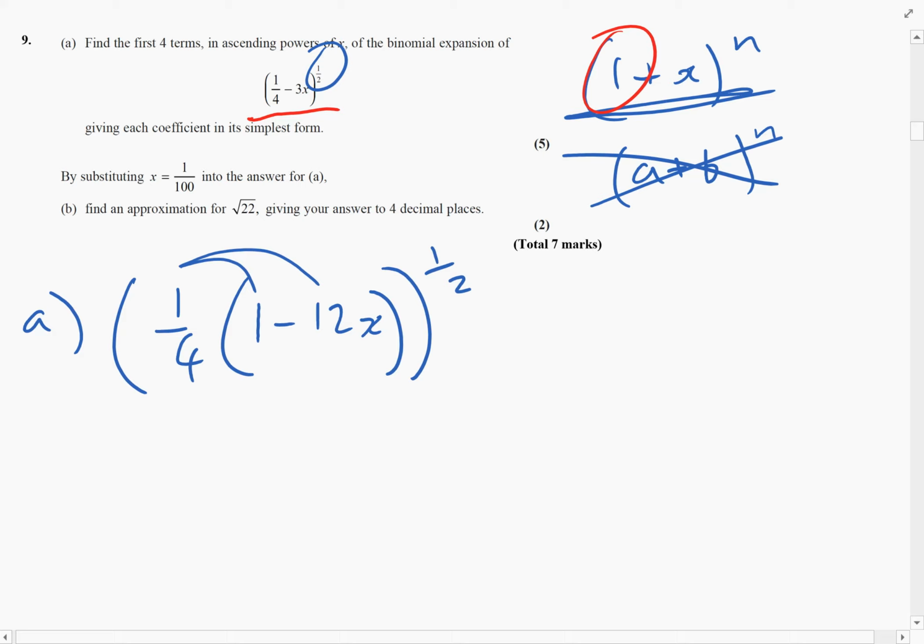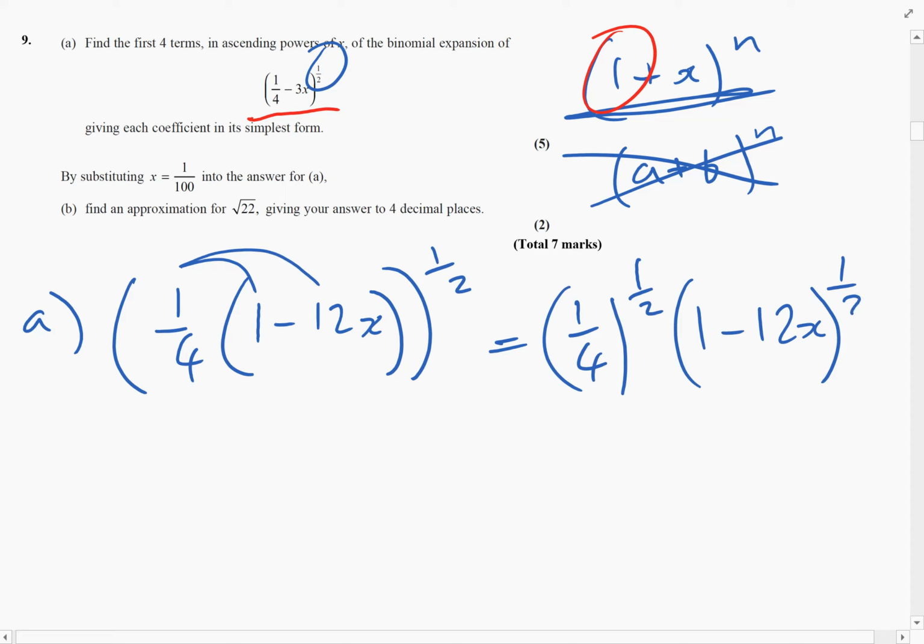So now you've got to remember that we have to do a quarter to the power of a half now. So don't forget to do that. And then you've got 1 minus 12x all to the power of a half. So you square root a quarter, you get half. And now we need to do the expansion of 1 minus 12x to the power of a half.